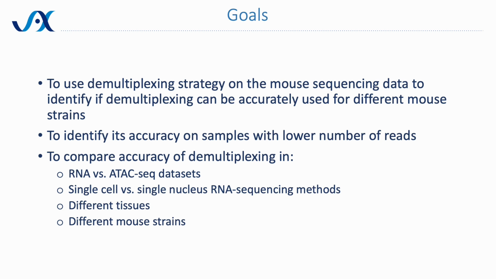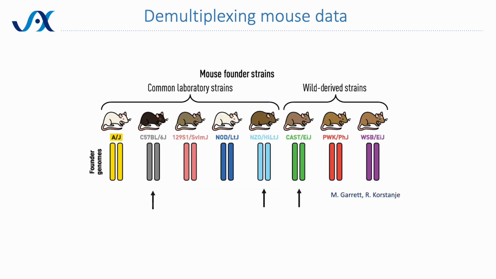What happens if we use the single nucleus protocol instead of single cell? Does it identify data from different tissues and different strains with the same accuracy?